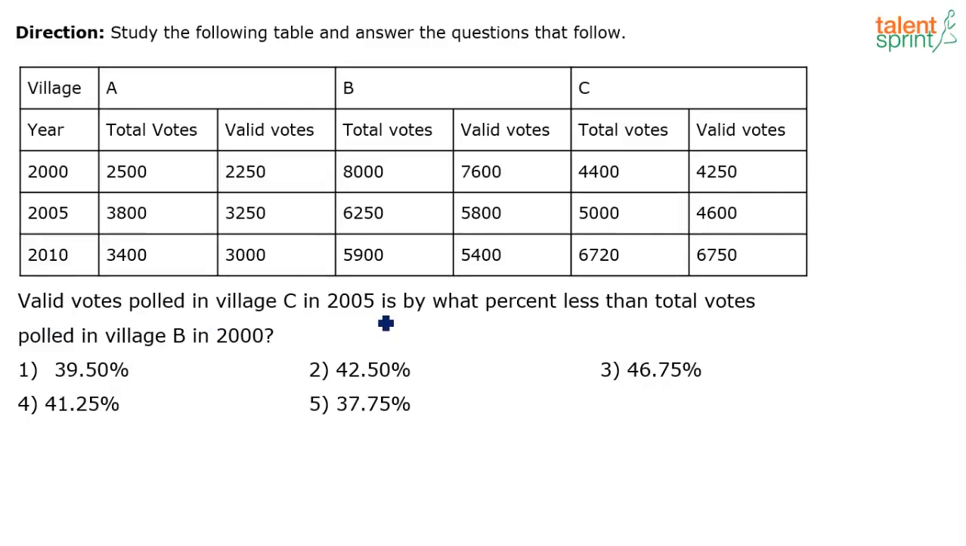Now look at the number immediately. Village C 2005 valid. 2005 Village C valid is 4,600. So let me replace this whole phrase with 4,600. I mean, the phrase doesn't really matter. I'm interested in the number.